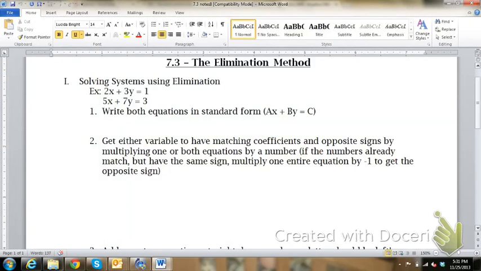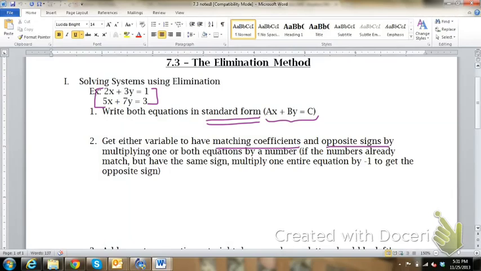The most important thing about elimination is that your equations need to be in standard form. Remember that? That's kind of why we covered it, because it makes this method of solving systems a whole lot easier. So now in this first example, we were kind of nice, and these two equations are already in standard form. But the trick to the elimination method, and I gave you a harder example here, you need to get either variable to have matching coefficients and opposite signs, because we're trying to eliminate either x or y.